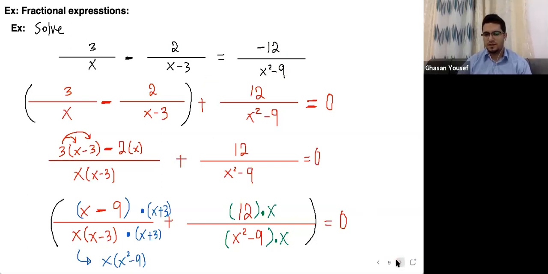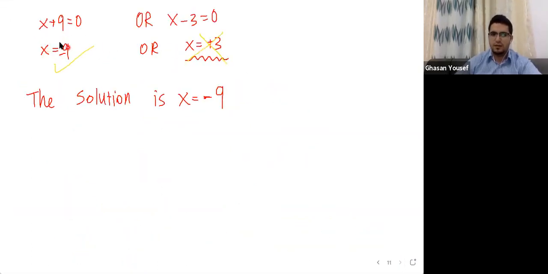I mean, not 9, minus 9. Yes, if you plug the minus 9, everything is fine. There will not be any problem or trouble. But if you plug the positive 3, it will not give you a solution. It will give you an undefined fraction because I can't divide any number by 0. So that's why 3 is not a solution, but x equals minus 9 is a solution. This is my only solution for this one. Okay, any question for this example?